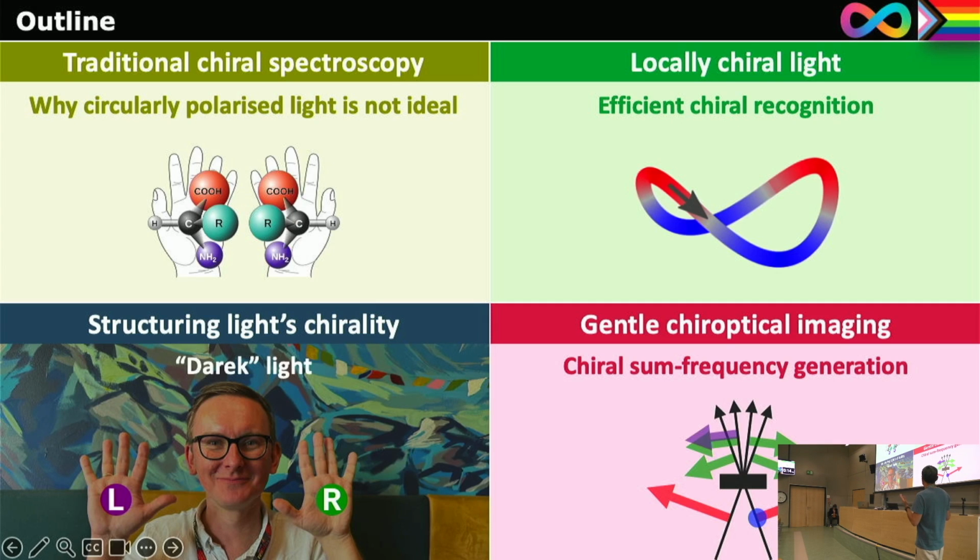So this is the structure of my presentation. I'm going to explain why circularly polarized light, which is the standard chiral tool, is not ideal. Then I will present the idea of local chirality, which is strongly connected to what Andres presented. And then I will tell you how we can structure chirality in space to have optical fields that look like Darek and even more complex optical structures. And then I will tell you about our work on sum frequency generation.